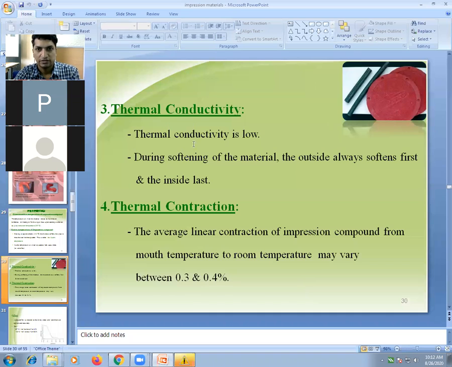Now thermal conductivity, as I explained, it has a very low thermal conductivity. That's why we have to break the impression into small pieces before placing it into the hot water bath. Okay, thermal contraction.